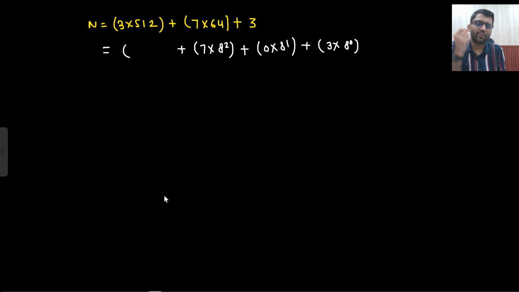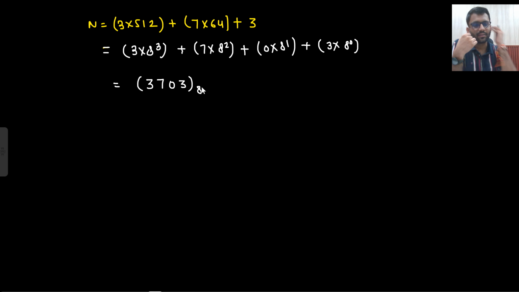What if this is 3 into 8 to the power 3? Let's check if 512 is 8 to the power 3. So yes, 512 is 8 to the power 3. So here the first thing that I noticed was 64, and 64 is 8 to the power 2. So what I get to know here, that this number has place value of 8 to the power 0, this has place value of 8 to the power 1, this has place value of 8 to the power 2, and this has place value of 8 to the power 3. That means this number is 3703 in base 8. Say yes or no.